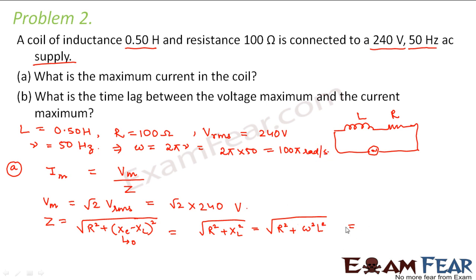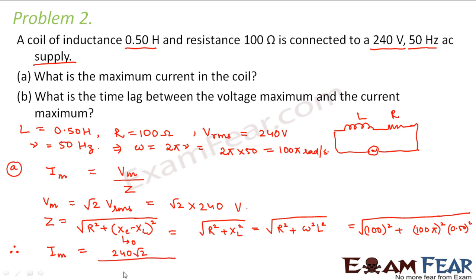So now we know R, omega, L. So we can put all those values. This will be equal to 100 square plus omega square into L square, that is 0.50 whole square, right? So therefore, the maximum current through the circuit will be equal to 240 root 2 divided by root over 100 square plus 100 pi whole square into 0.50 whole square.